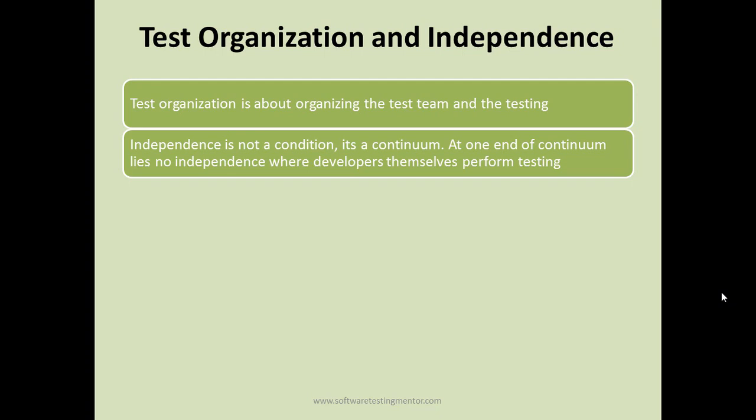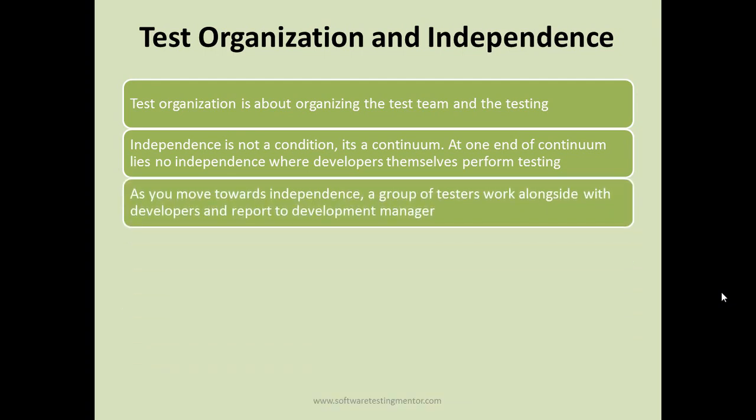At one end of the continuum lies no independence, where developers themselves perform testing. So in test organization, there can be least independence, wherein developers themselves do the testing. And then there will be the highest level of independence, wherein you outsource the testing to some other organization. So independence has a very important place while you are doing test organization.